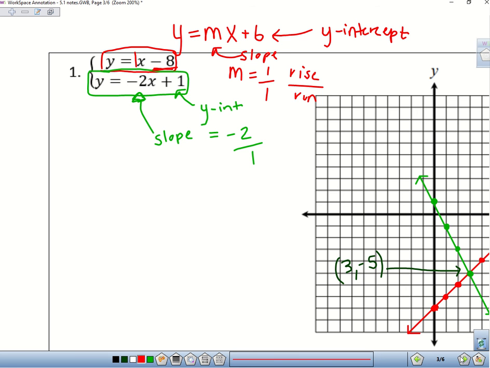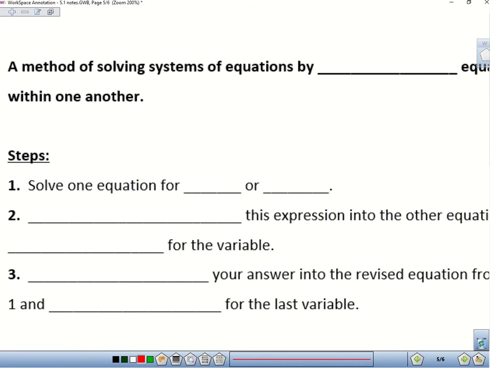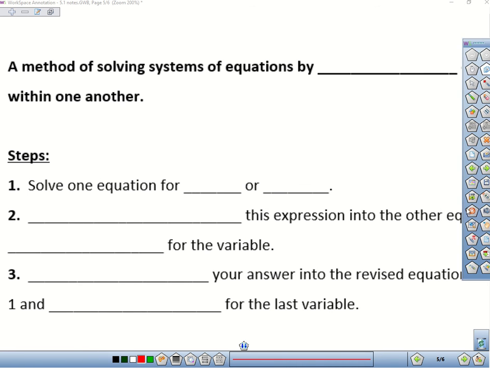All right, moving on. Let's go ahead and fill in the rest of these blanks here. So, I should zoom out, huh? That's too close.